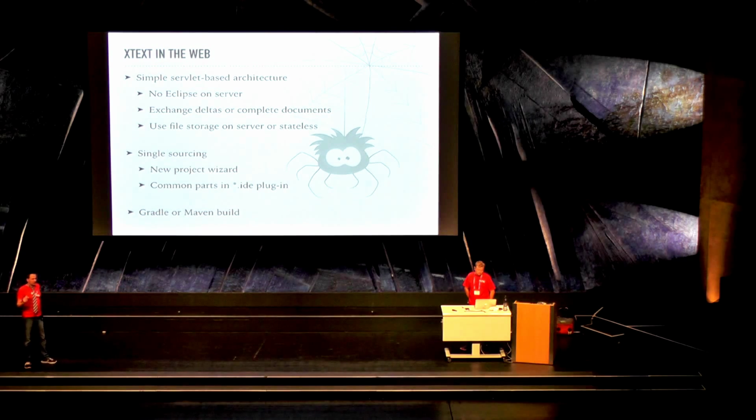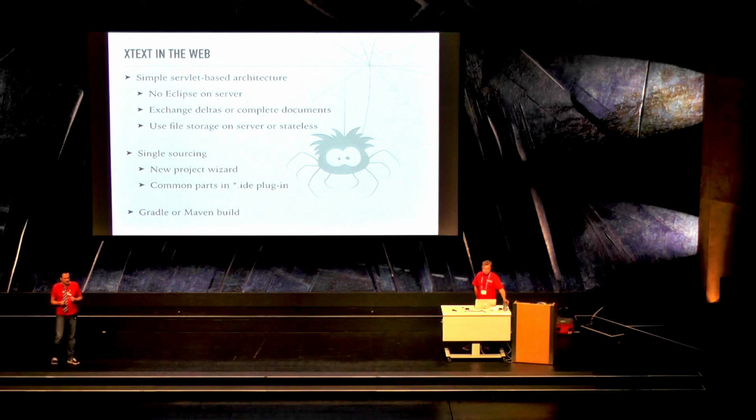So it's really a thin architecture, very lightweight. No more Eclipse on the server. We run it, in fact, in a simple Jetty, which you can run from Eclipse, and it's very easy and lightweight. The communication protocol uses either delta information, document changes, or the entire document. You have to decide whether you want to store the state on the server or not. That could be an issue in some scenarios, in others not. And you can also decide where you want to store the documents you create there.